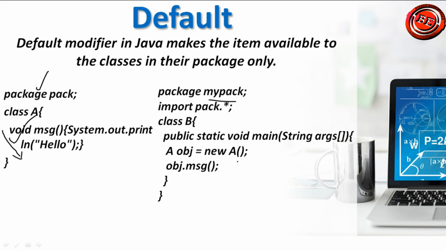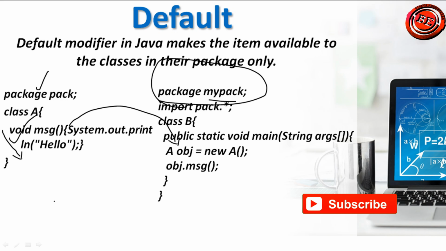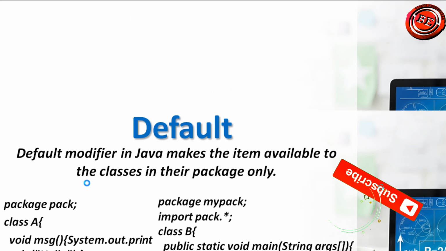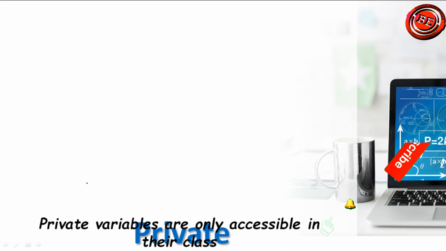It will generate an error because an item available to the classes in its package can only be accessed by the default modifier. Here the content in this class is accessed from another class, but that class is present in another package. So it will generate an error and the output is not printed. I hope you understood. Now let us discuss the private modifier.